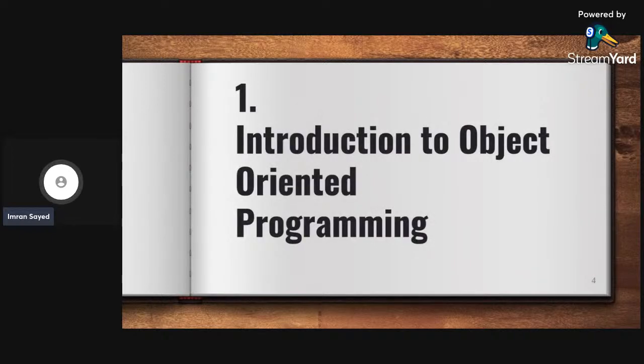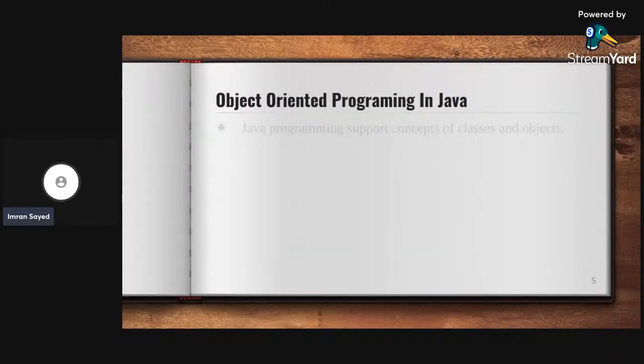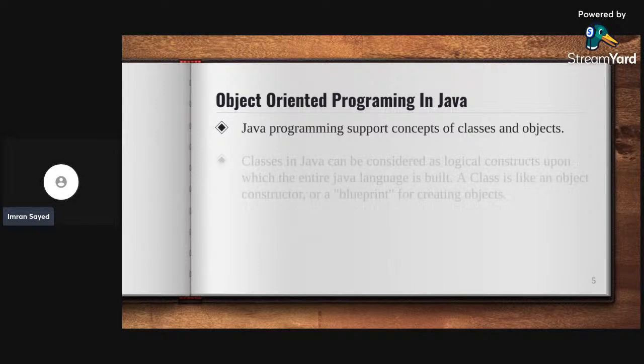Okay, so let's start with object-oriented programming. Java supports the concept of classes and objects. There are other languages also like PHP, JavaScript, which also support the concept of classes and objects. But not to confuse Java with JavaScript. Java and JavaScript are totally two different languages.